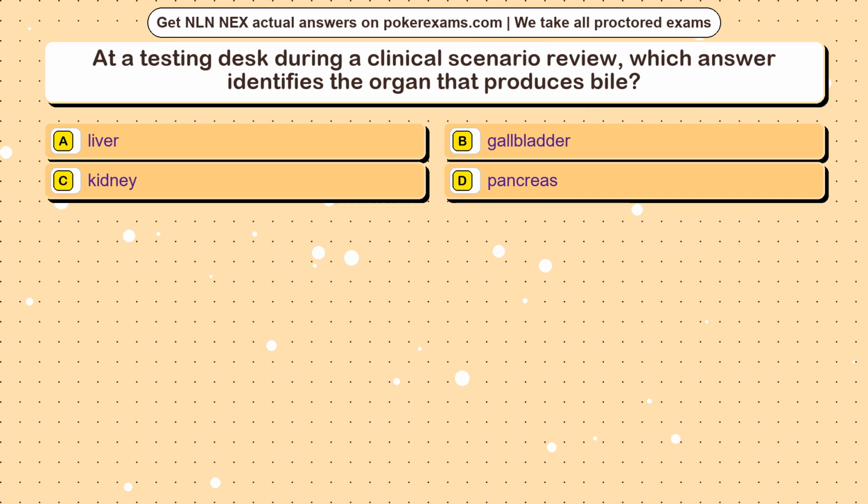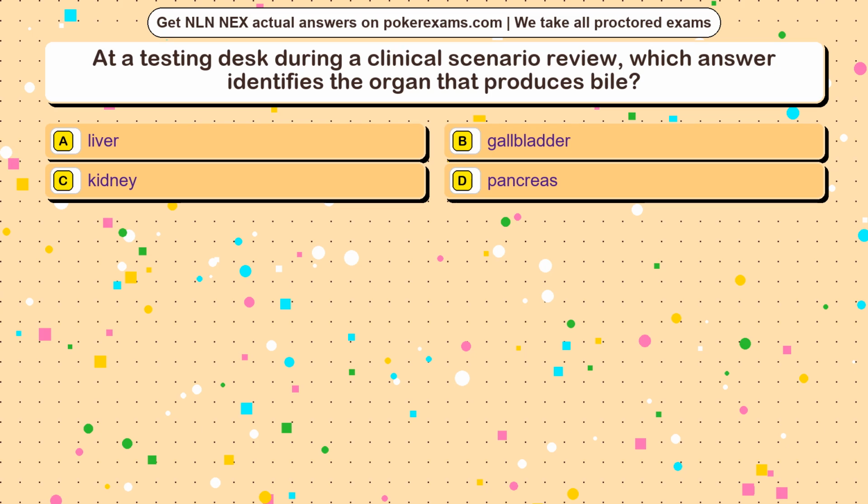Question 23. At a testing desk during a clinical scenario review, which answer identifies the organ that produces bile? Option A, liver. Option B, gallbladder. Option C, kidney. Option D, pancreas.